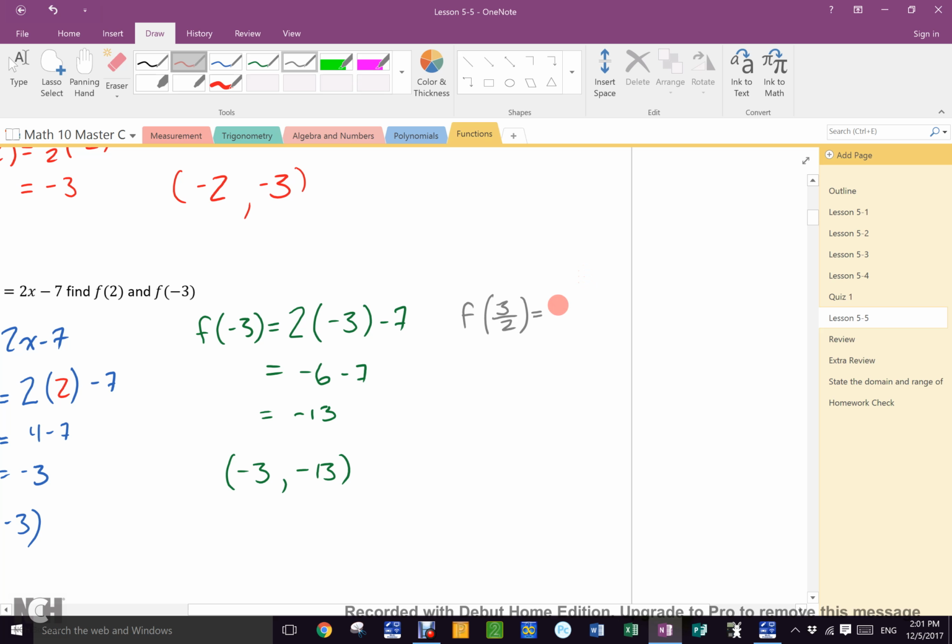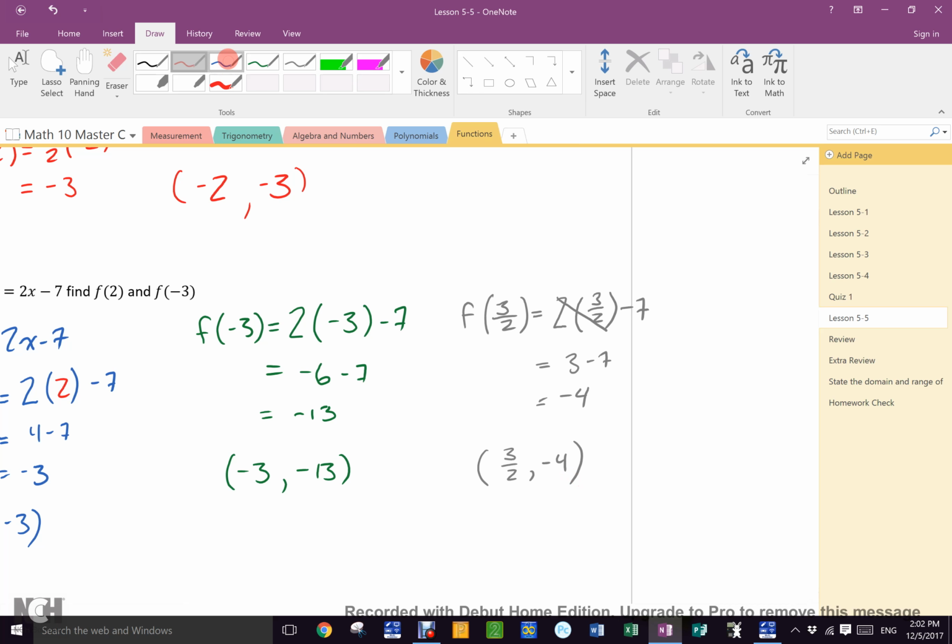What do I write? 2, 3 over 2, minus 7. 2's on top, 2's on the bottom. What happens to the 2's? Cancel. What's left? 3 minus 7. What's that? Negative 4. So what is the ordered pair? 3 over 2, comma, negative 4. Is everybody good?